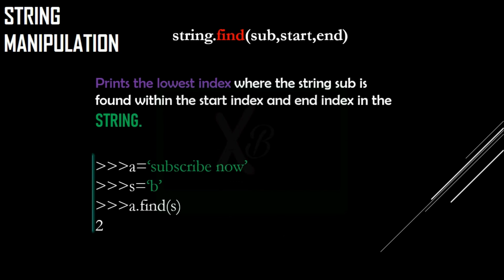Now you see that I have not written the start value or the end value, because if I have not written start and end in the brackets, by default it searches the whole string. So I wrote a.find(s) and it gave me 2. Now why did it give me 2? If I check the string small a, there is s, u, and b. So b comes at index number 2, so that is the index.